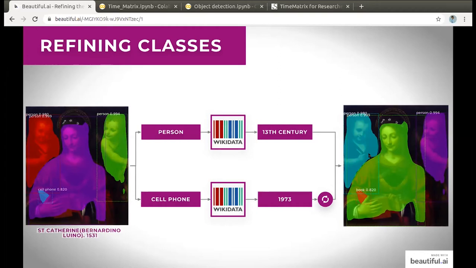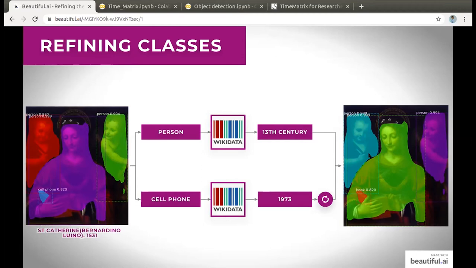And our assumption was that we extract all these probabilities and check them according to the time context. If the model detected the cell phone, we extract the whole set of probabilities of this object and check which next class will fit the time context. And we will show this class, not the class detected by the neural network.